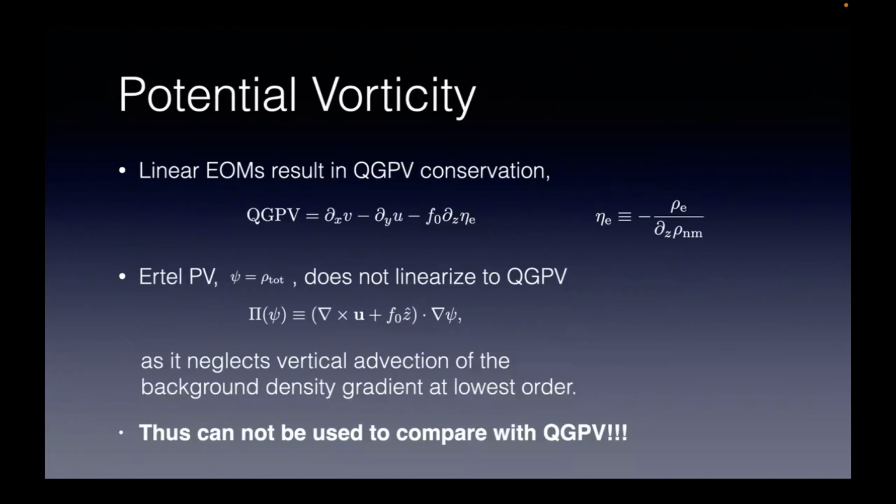Right. So here's what goes wrong using the excess density formulation of the equations. The linear equations of motion give us QGPV at the lowest order, right? But if you take Ertel PV by just plugging in rho total, then at lowest order it ends up neglecting the vertical advection of the background density gradient. And so you can't recover QGPV just by naively expanding that. So this is a problem if you want to assess how good this decomposition is doing, because I can't compare it to the correct answer, right? I have my approximated answer, but I don't have a full answer.